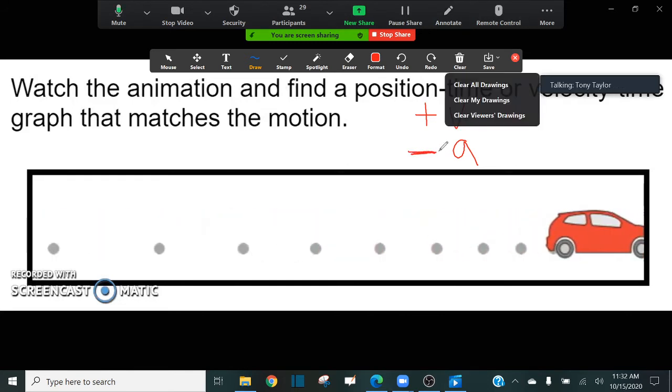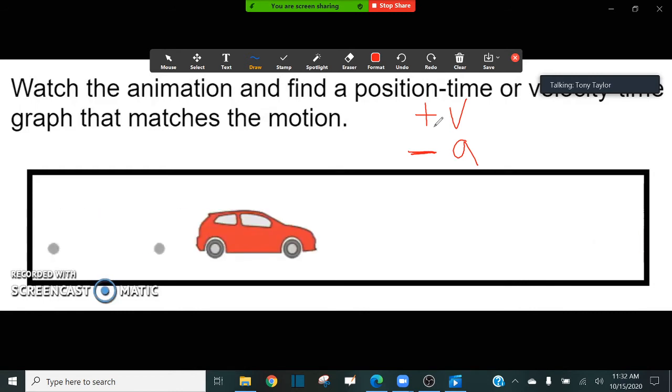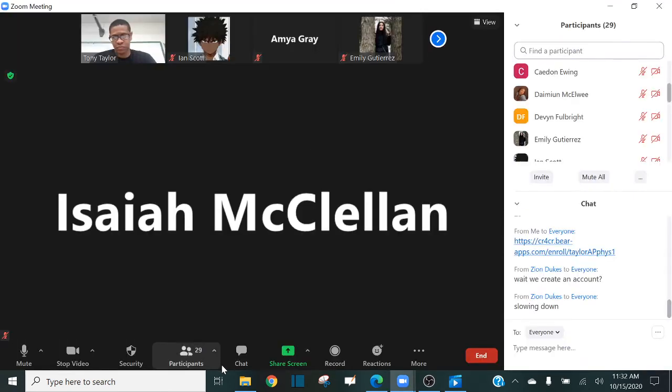Anytime we're slowing down, these two signs are going to be different. Speeding up, same signs. Slowing down, different signs. Embed that in your brains. Positive velocity, negative acceleration. And one more motion map.